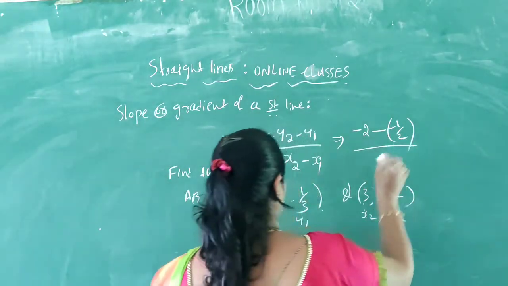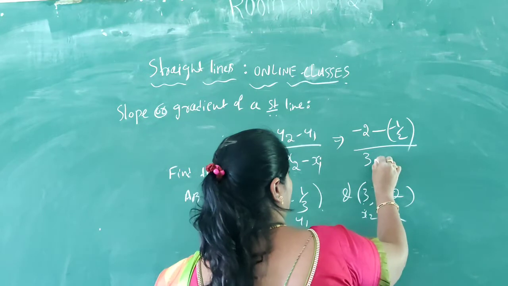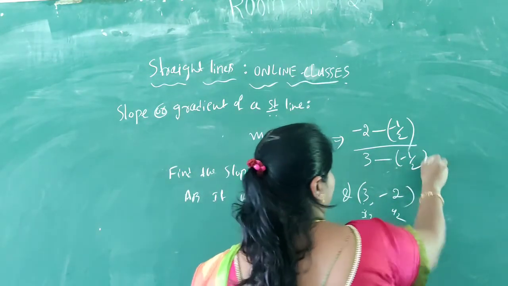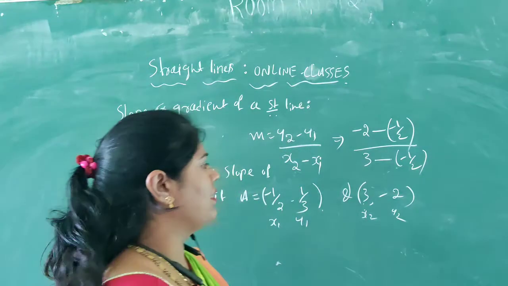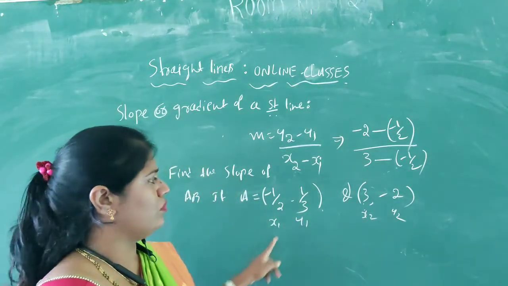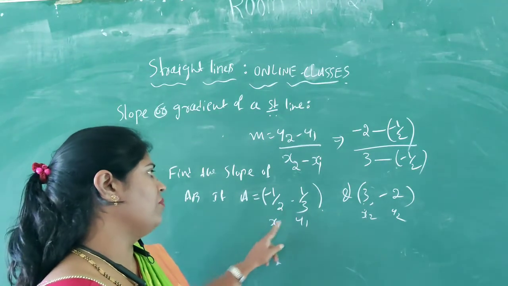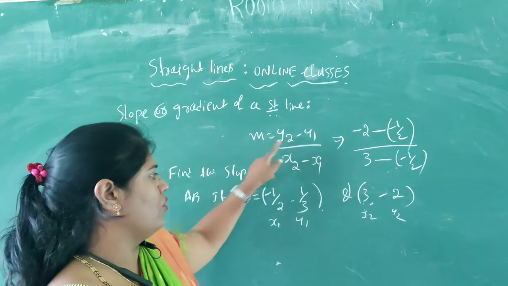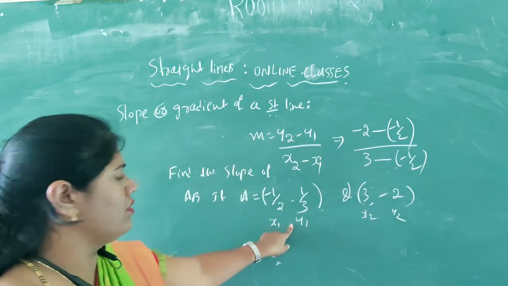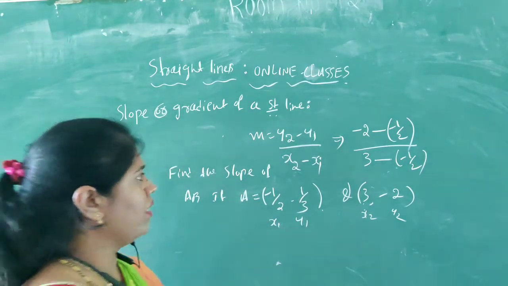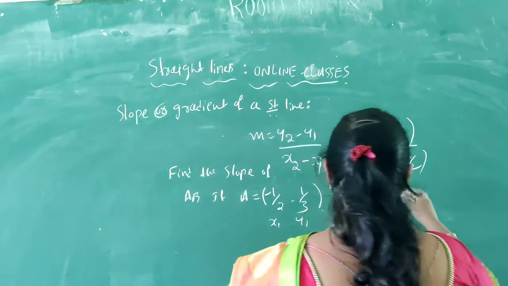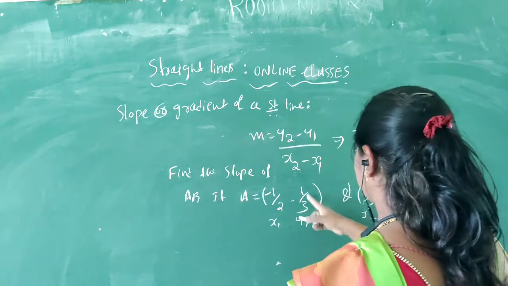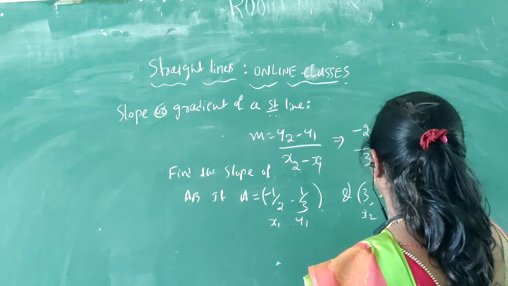Divided by x2 minus x1. x2 is 3, minus x1 is minus 1 by 2. Okay, the substitution will be like that. We just take it up. y2 is minus 2, minus y1 is minus 1 by 3. Yeah, minus 1 by 3. We just solve 1 by 3. y2 is minus 2 minus y1 is 1 by 3.